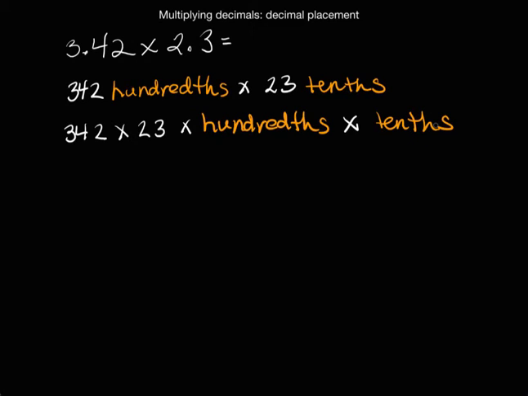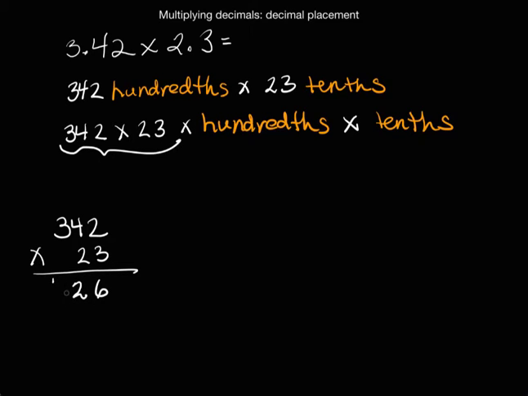And now I'll go ahead and multiply together our numbers. So first let's start with 342 times 23, and I'll rewrite that vertically. It's so much easier to multiply. 3 times 2 is 6. 3 times 4 is 12. Regroup the 1. 3 times 3 is 9, plus 1 more is 10.